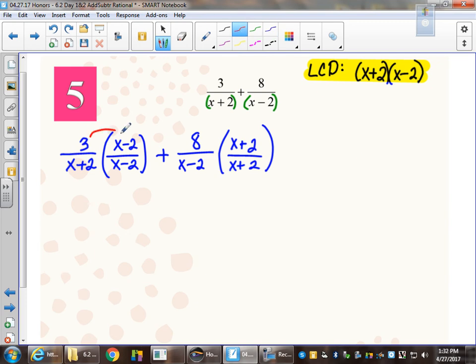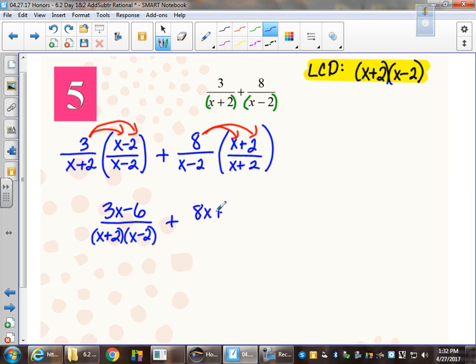Doing the math, we're going to distribute 3 to both of these terms. So we get 3x minus 6 divided by x plus 2 times x minus 2. I literally just read that straight across. x plus 2 times x minus 2 plus, we're going to distribute 8 to both terms on the inside, 8x plus 16. And I look at my denominator, x minus 2 times x plus 2.